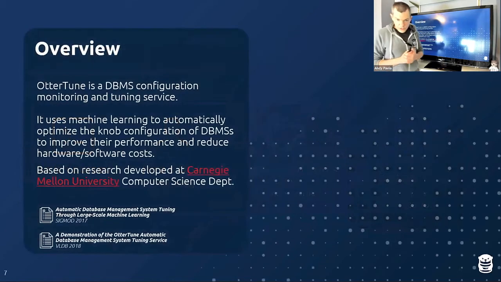So this is what OtterTune is. OtterTune is a machine learning-based database configuration tuning service. The idea is that we're going to train machine learning models that know how to optimize the knob configurations for different database systems in order to improve performance or improve the efficiency of the database system.